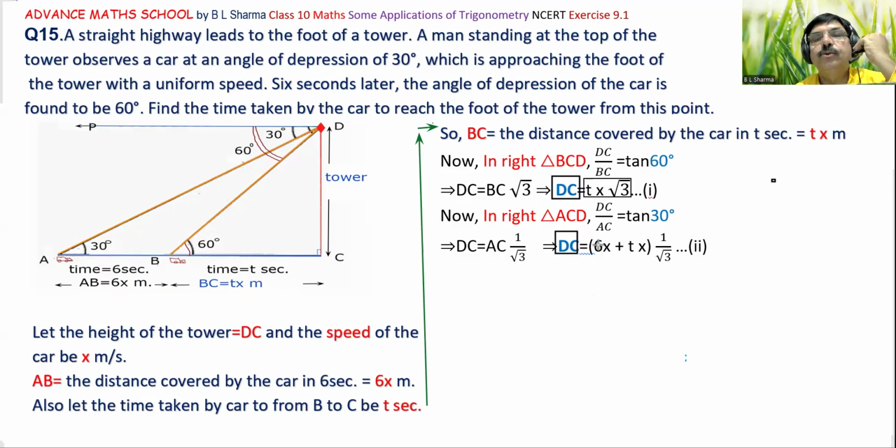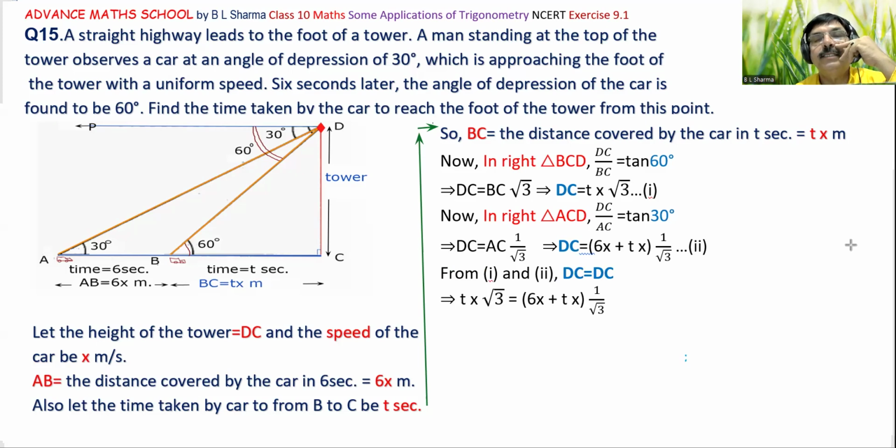That is why tx root 3 is equal to (6x plus tx) upon root 3. tx root 3 is equal to 6x plus tx multiplied by root 3. Cross multiply करिए. Root 3 into root 3, so 3tx is equal to 6x plus tx. 3tx minus tx, that is 2tx, is equal to 6x. So t is equal to 6x upon 2x. x and x cancel, t is equal to 3. So time taken from B to C, that is t second, means 3 seconds.